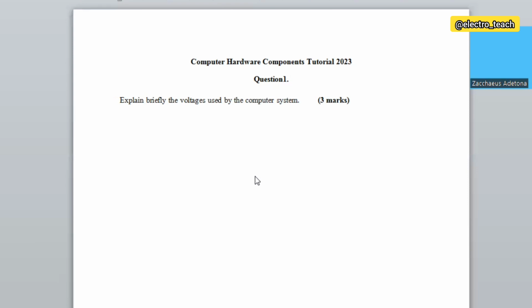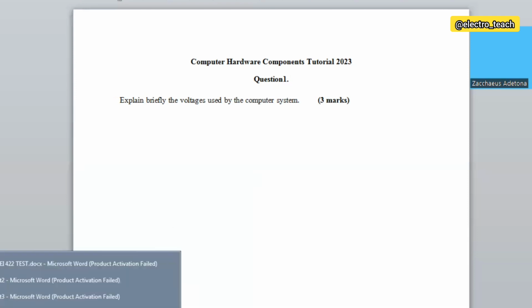And in other parts of the world, they use 120 volts, for instance in the United States and Canada. In Japan, they use 100 volts, 50 hertz. In the United Kingdom, they use 240 volts, 50 hertz. Nigeria and Europe, we use 220 volts, 50 hertz. That is the wall outlet voltage that you connect to your PC. Internally, the power supply unit converts it to 12 volts, 5 volts, and 3.3 volts, like we have mentioned. That is the answer to question number 1.